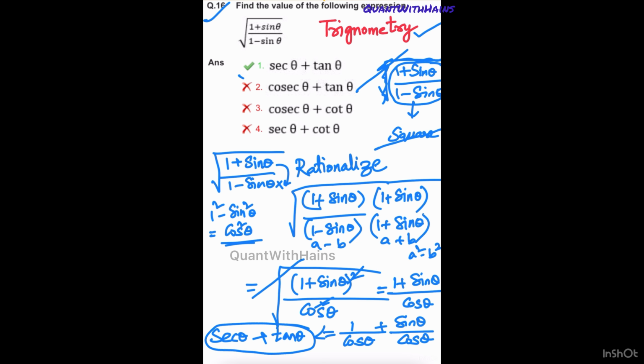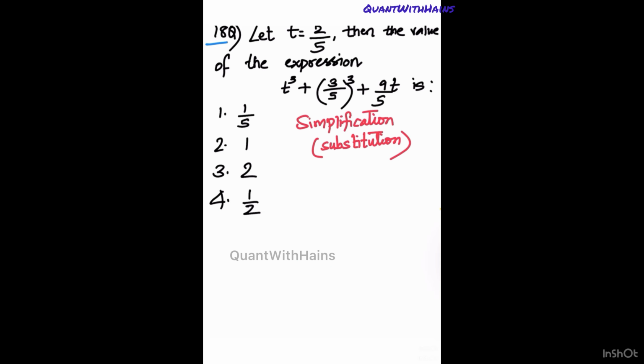That is option 1. Here we need to remove the square root. For that we have rationalized it, which means we wrote the numerator again. We cancelled the square and square root, we divided, and we got the answer. Option 1.